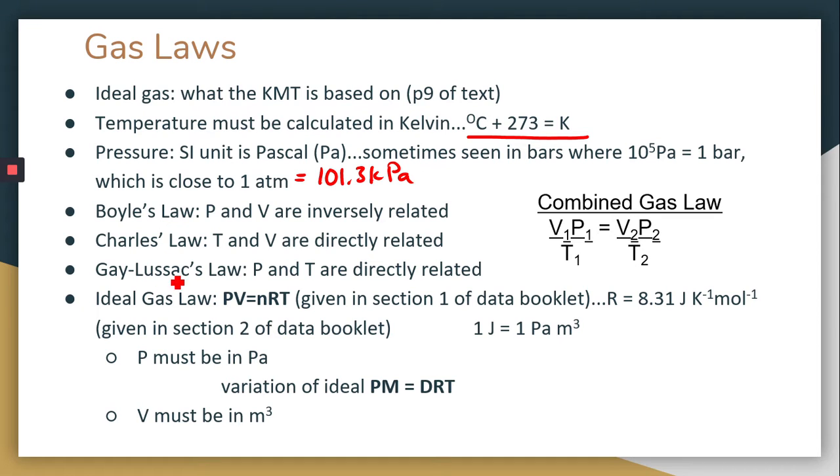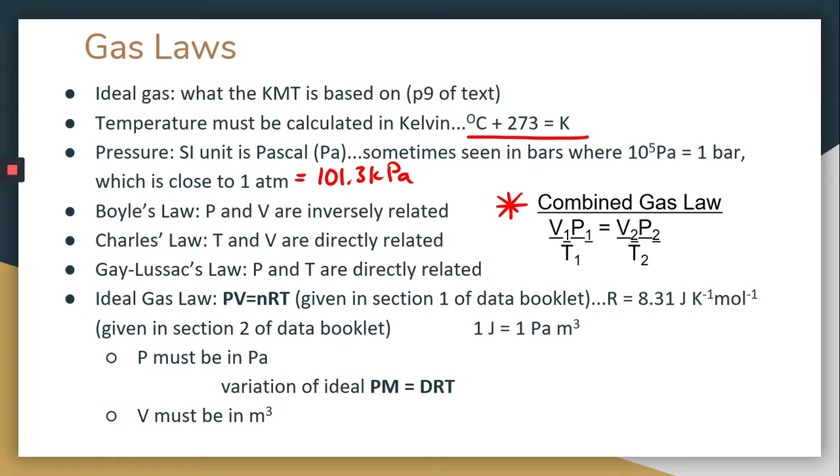Now, Boyle's, Charles's, and Gay-Lussac's are our 3 different individual laws that compare pressure and volume, or temperature and volume, or pressure and temperature. We can put all 3 of those together and we can get our combined gas law. Again, this is not given to you in your data booklet, but it's for going from one set of conditions to another set of conditions. If there was no change in temperature, then you would just take out temperature and you would be left with Boyle's law, P1V1 equals P2V2.